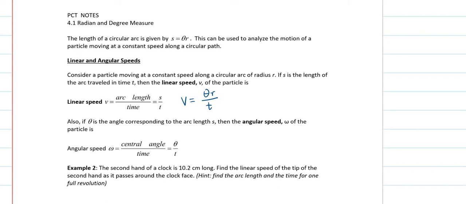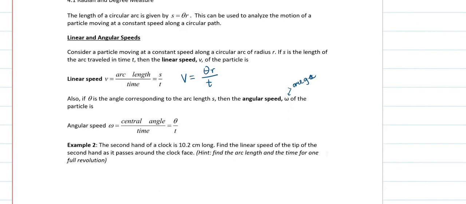Also, if theta is the angle corresponding to the arc length, then the angular speed of the particle is given by the formula, it's not a W, it's actually a lowercase omega. So this is the Greek letter omega. So the angular speed is omega, which is going to be equal to the central angle divided by time.